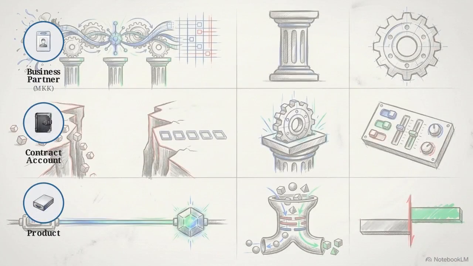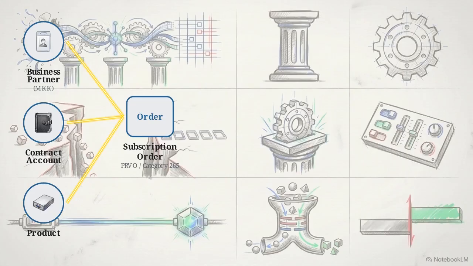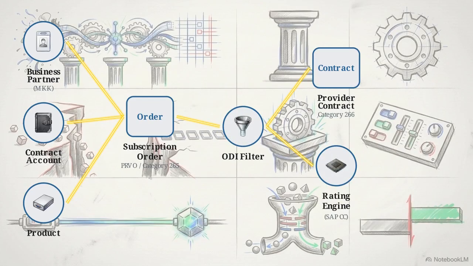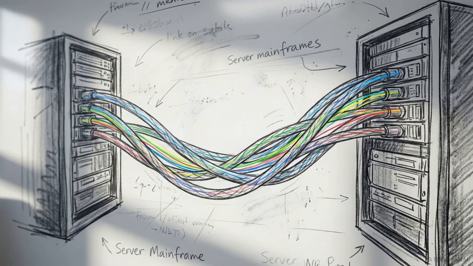We are going to map that entire object chain, tracing the data path from foundational master data anchors through order generation and contract distribution, all the way down to the specific billable items posted in convergent invoicing. This sequence of objects provides the connective tissue needed for a commercial request to resolve into a valid financial posting.